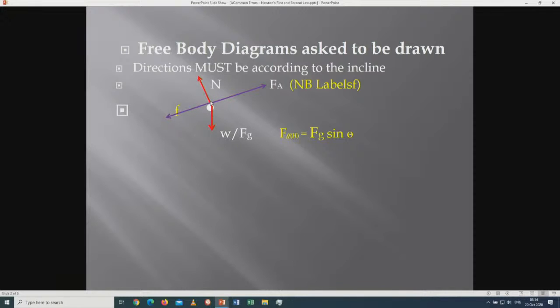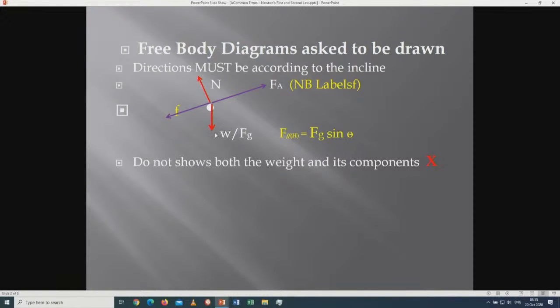So what I want to ask you, please, if it's an incline, remember your normal force is perpendicular to the incline. And your free body diagram must indicate that FA, the applied force, and the frictional force work parallel to the incline. And very important, your weight is acting downwards to the center of the earth. Now, labels, remember, and I'll come back to it, labels are very important. Make sure that you know the correct labels.